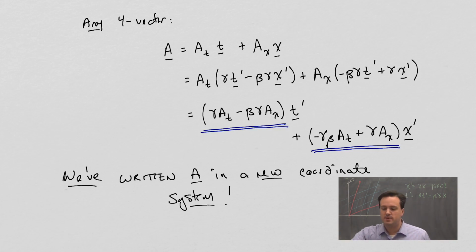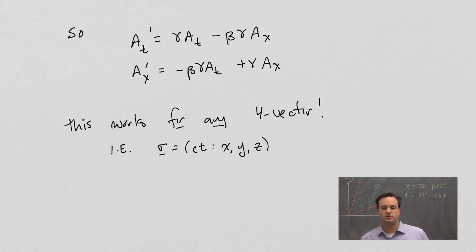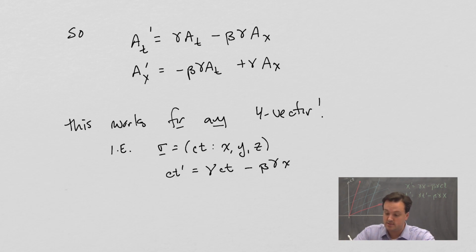But of course, there was nothing special about A, and so I can apply the transformation rule that I just derived to any vector I want, and the one that we always apply it to first is the location vector, which we call sigma, which of course has a time component that's equal to ct, an x component that's equal to x, a y component that's equal to y, and a z component that's equal to z. Well, I can plug this into my transformation, and in the new frame, the t component, which is ct prime, is going to be gamma times the old t component ct minus beta gamma times the old x component, which is just x.